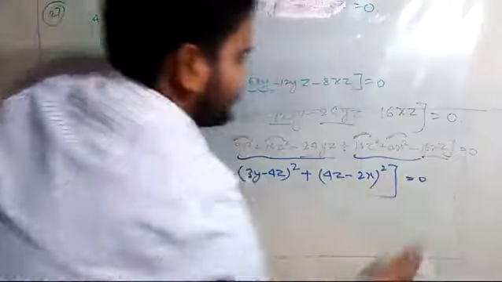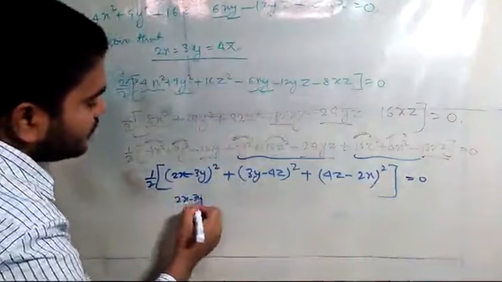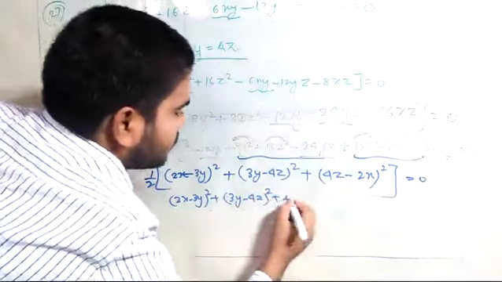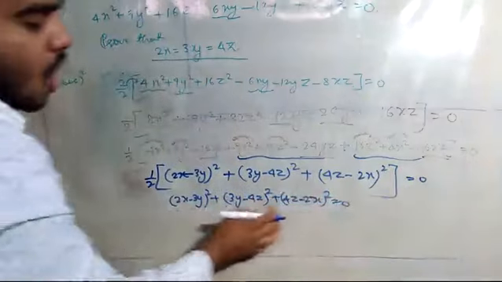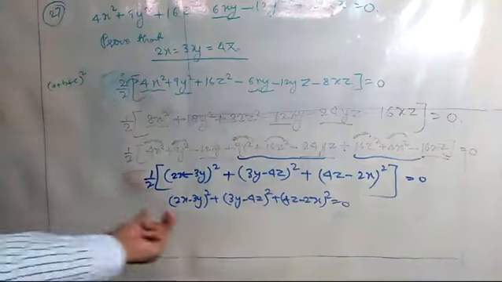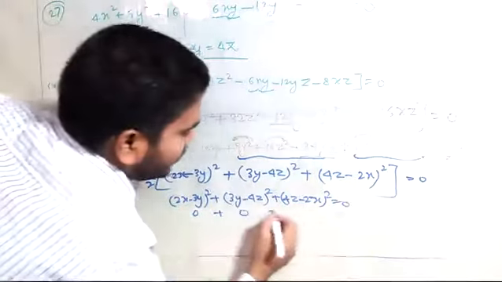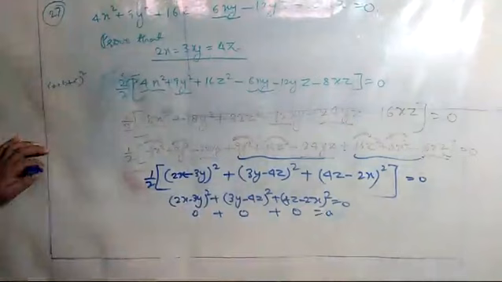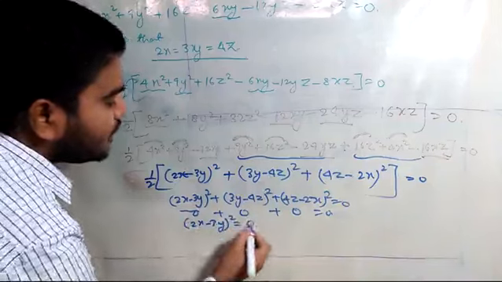Similarly, this is okay. Now if you see this 2, I can transfer this side, so I will get (2x minus 3y) whole square plus (3y minus 4z) whole square plus (4z minus 2x) whole square equal to 0. Now sum of all the squares is equal to 0. That means 0 plus 0 plus 0 will always be equal to 0. Even if I have 1 here, then it will not be equal to 0. This means that (2x minus 3y) whole square should be equal to 0.